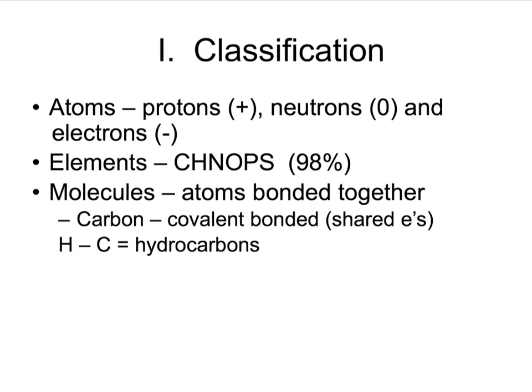If you take elements, again, bonded together, following this model, we can form molecules. Molecules are basically different atoms bonded together. Specifically in biochemistry, we do focus on carbon. Carbon's a very special molecule. Carbon, if you remember from chemistry, has the ability to form 4 covalent bonds, which are shared pairs of electrons. And we end up with this hydrogen-carbon bond called a hydrocarbon.